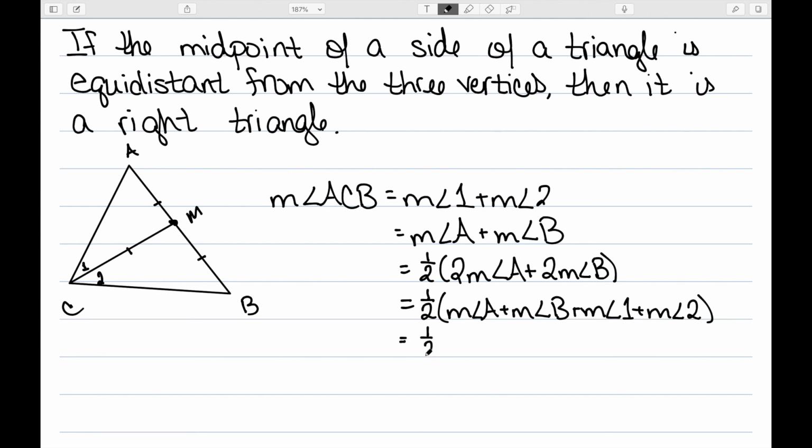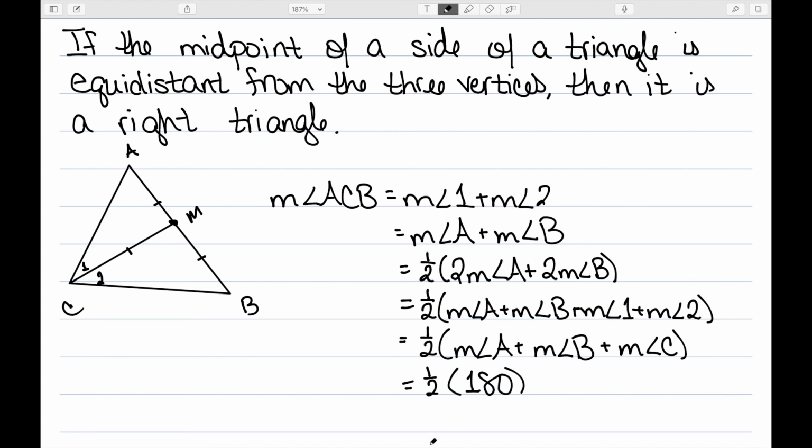Well, this is 1/2 the measure of A plus the measure of B plus the measure of C, my actual angle sum that I want. Angle A plus angle B plus angle C, that is 180. So this would be 90. The measure of angle ACB is 90, so this would be a right triangle.